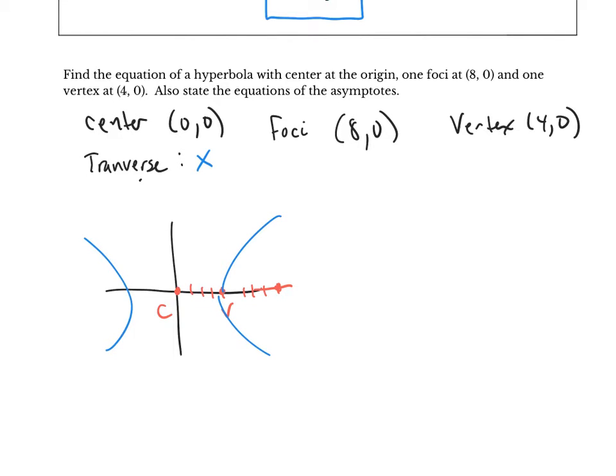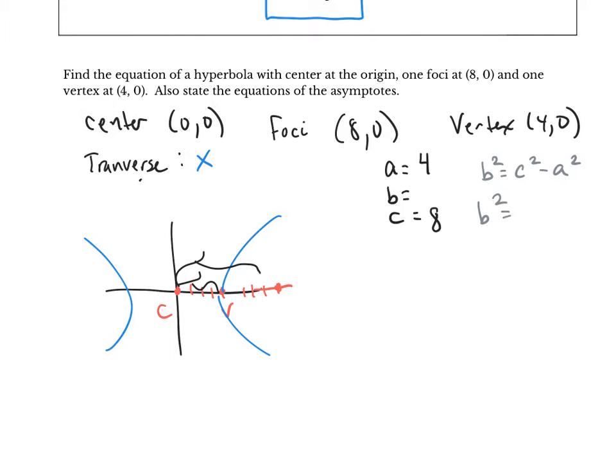So a couple things I know right away. I'd like to know what A and B and C are. Well, I know A is the distance from the center to the vertex, so that's got to be 4. I know C is my distance from my center to my foci, so that's going to be 8, because my foci is 8, 0. Now, I don't know B, but I will need it to find the equation. But I know that b squared equals c squared minus a squared. That's the relation that is true for all hyperbolas.